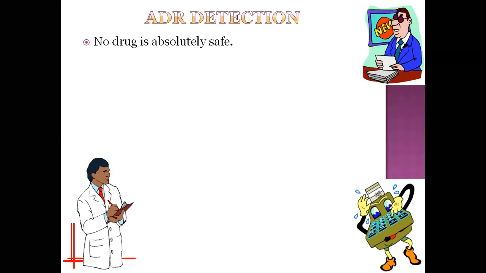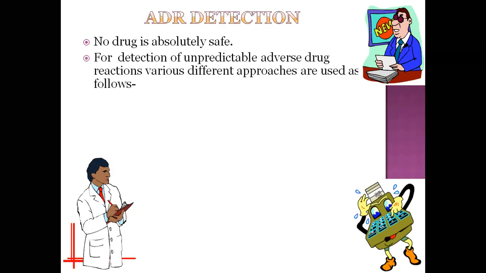ADR detection is needed because no drug is absolutely free of risk. They have some side effects, some toxicity, because this is a foreign substance which enters our body. Maybe safe, maybe toxic, maybe it gives an undesirable effect in certain areas. For that, we have to detect the unpredictable adverse reactions, and various approaches are used, as follows. I will detect through the various approaches.